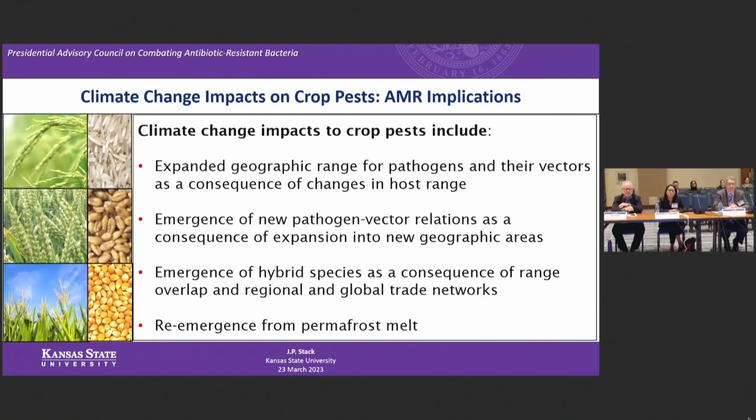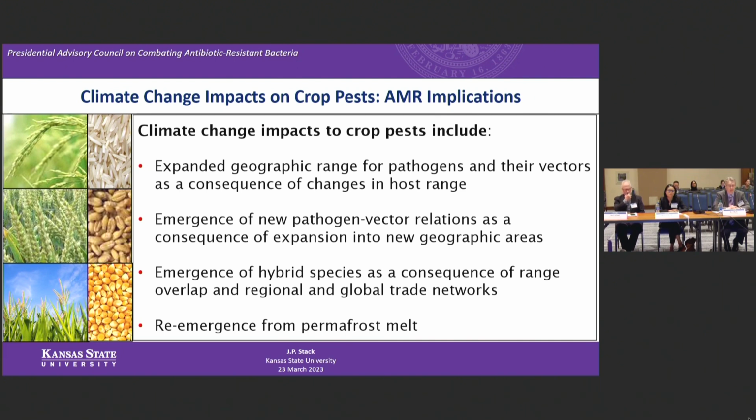Impacts on the pathogens are similar. We're seeing geographic range expansion in some pathogens and their vectors, and that overlapping ranges might provide for the opportunity of acquisition of new vectors, which then could expand the host range of some of these pathogens. A recent report has indicated that the climate change might actually be selecting for pathogens with greater dispersal capabilities.